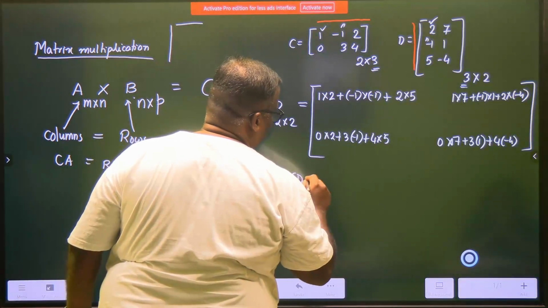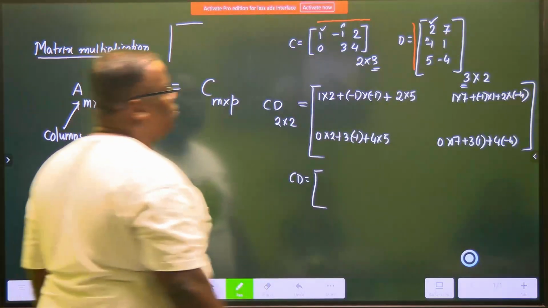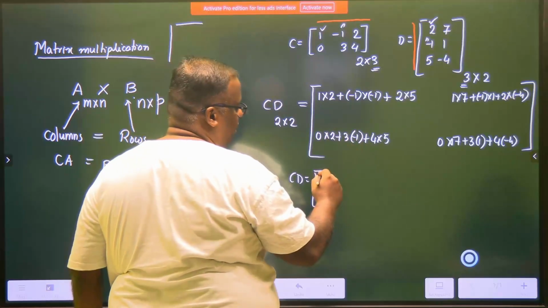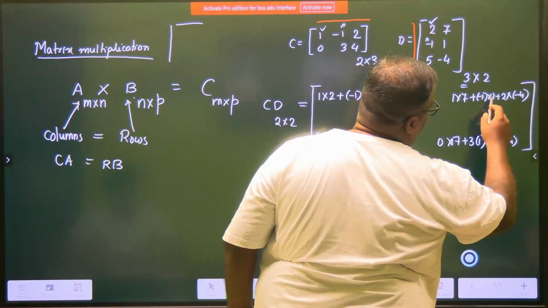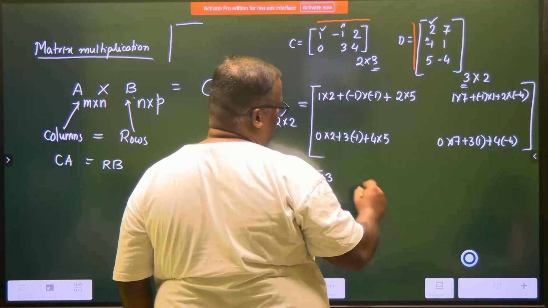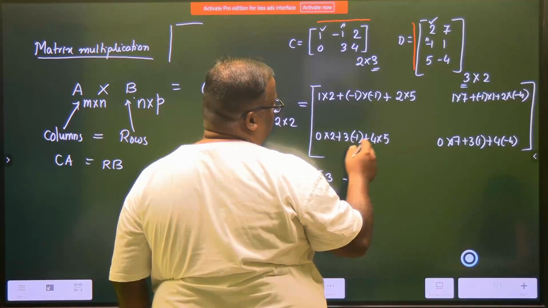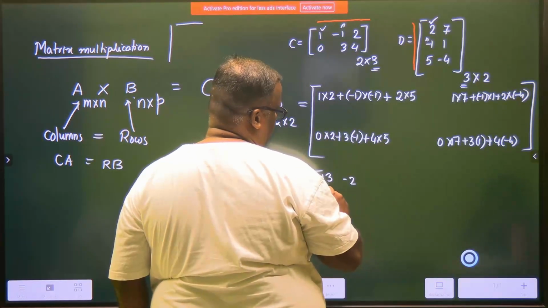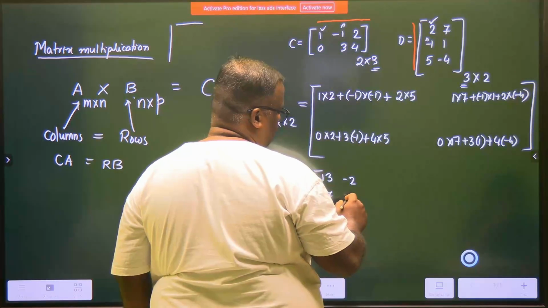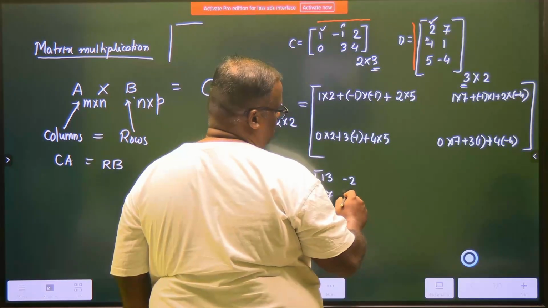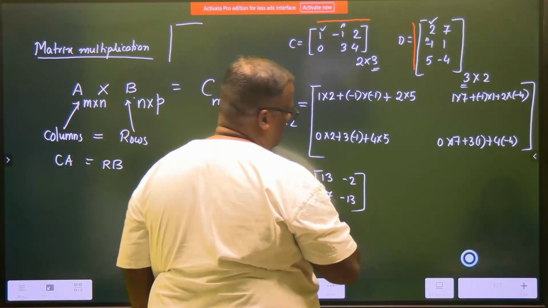So the first value is 1 into 2 is 2. 2 plus 1 into 1, 1. 2 plus 1, 3, plus 10, 13. Then 7 minus 1, which is 6. 6 minus 8 is minus 2. Then 0. Minus 3 and 20 makes it 17. And 3 and minus 16 will make it how much? Minus 13. Right?